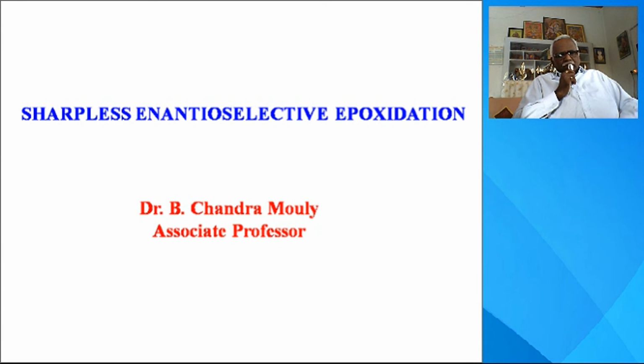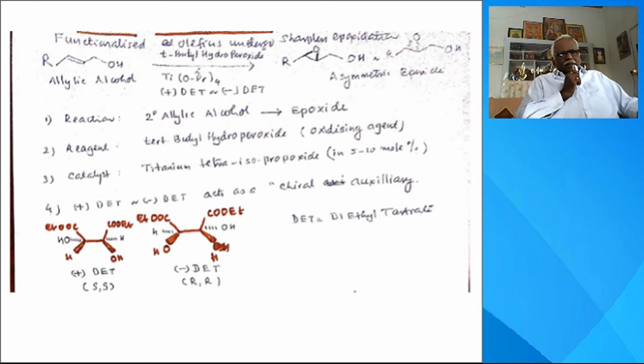Today we are discussing the Sharpless asymmetric epoxidation. Here, only the functionalized alkenes, that means alkenes having a functional group, are converted into epoxides. Generally, secondary allyl alcohols are used, and the reaction converts secondary allyl alcohols into epoxides.